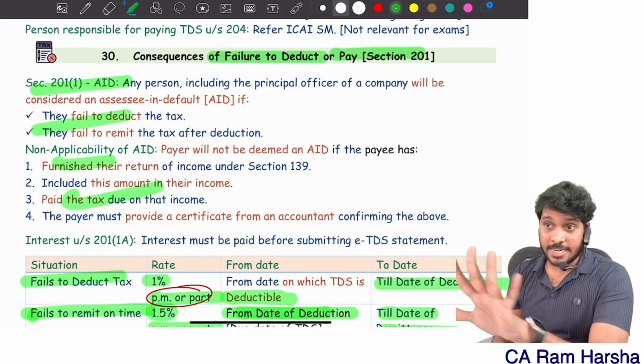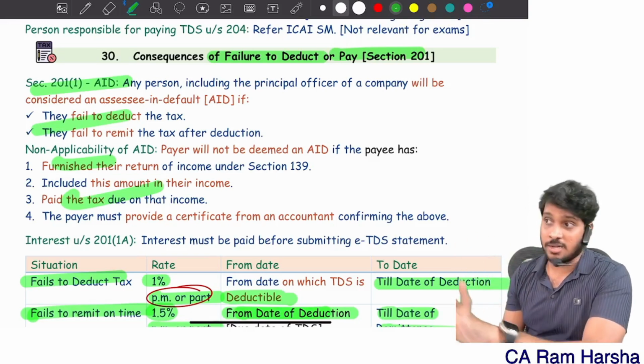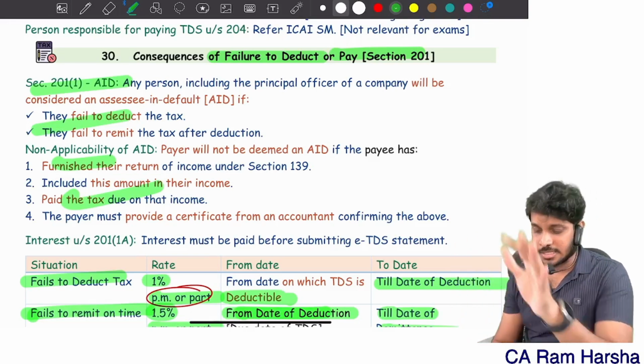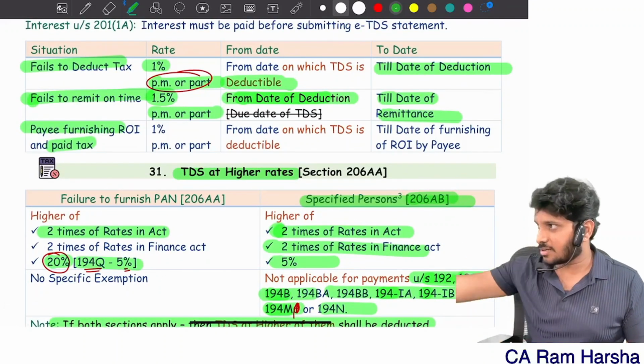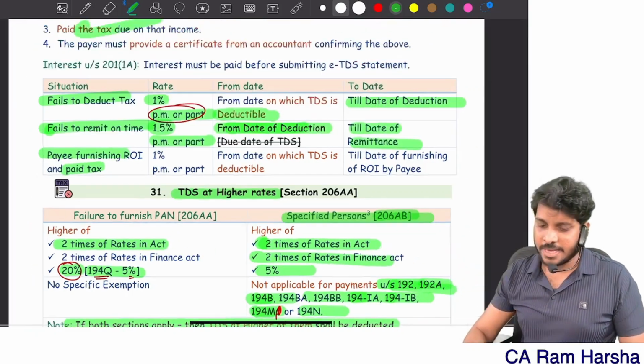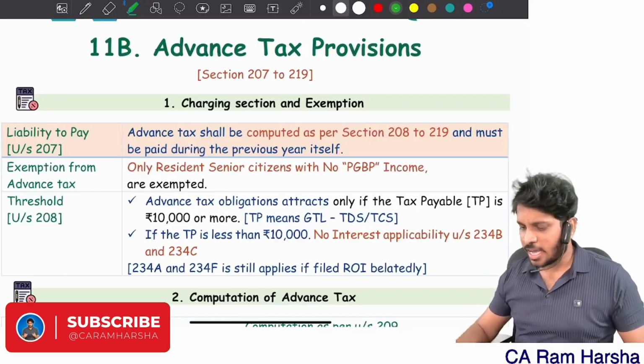Then TDS in default and all, that's okay, not required. I already discussed enough in the class also. I clearly discussed this. Clear or not? That's it. So with this, TDS and TCS provisions are fully completed. Confident? Yes. Okay, advance tax.